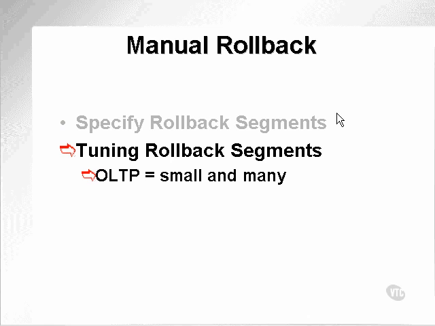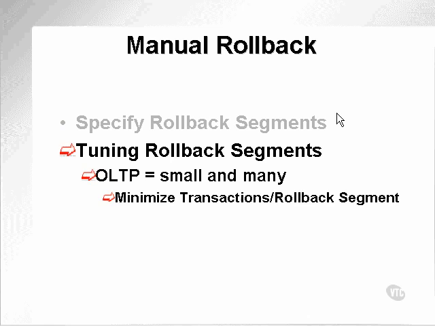Typically, an OLTP database will have a large number of small rollback segments, where you minimize the number of transactions per rollback segment. What you're trying to do is spread as many transactions as possible across as many rollback segments as possible. So an individual rollback segment at any one time would have the lowest number of transactions. If you had a small number of large rollback segments, you would end up with a lot of transactions sharing a small number of rollback segments. In theory, this is less efficient.